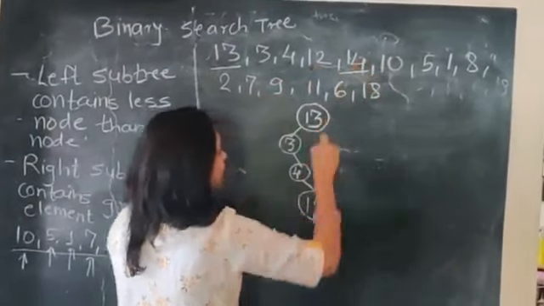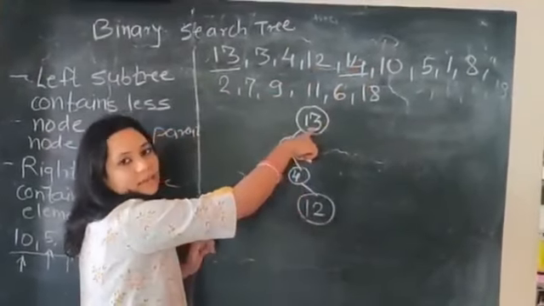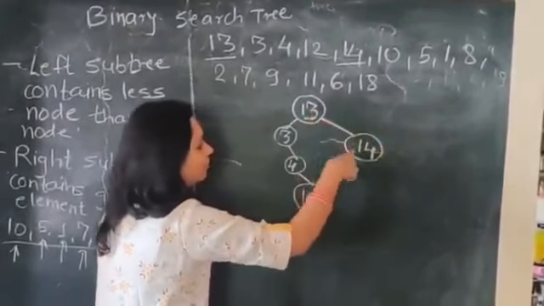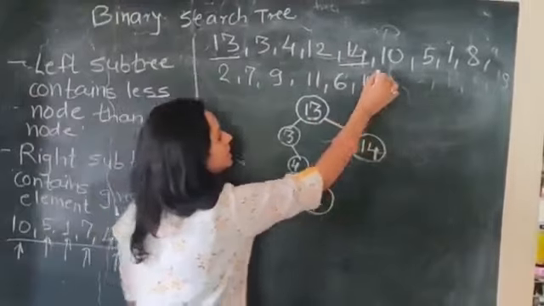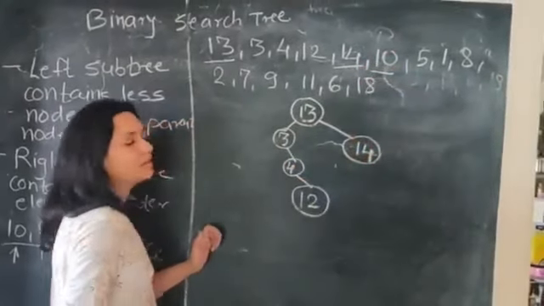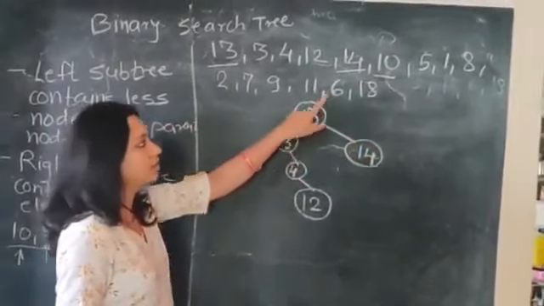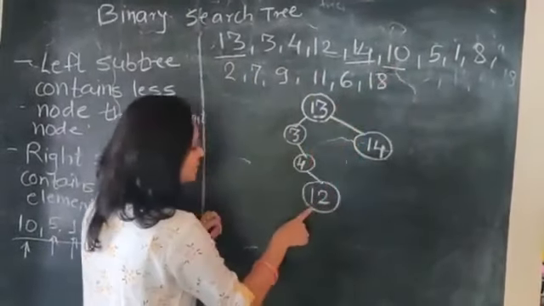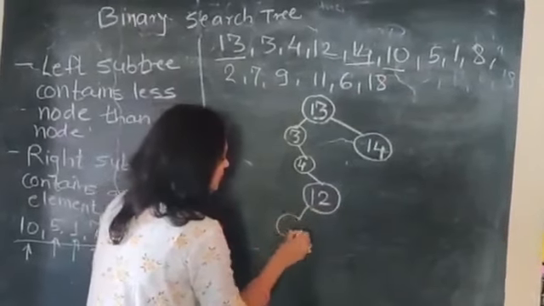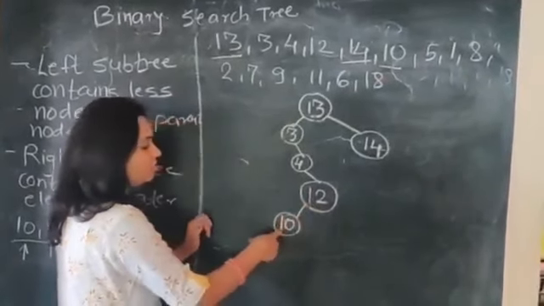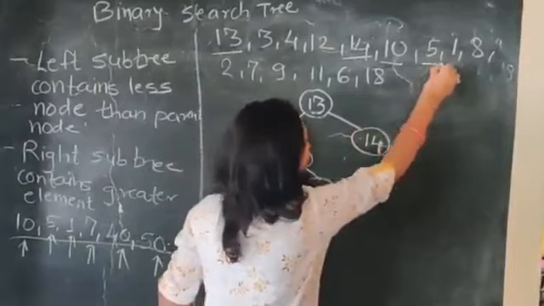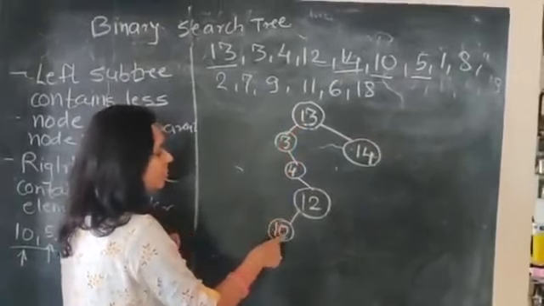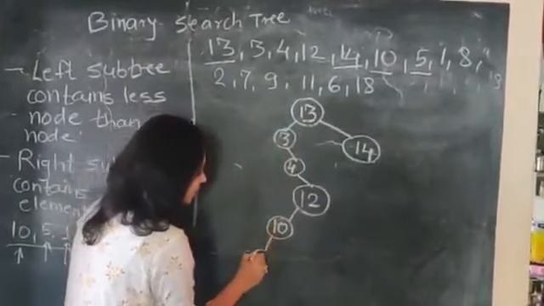Next is 14. 14 is greater than 13. So you will keep 14 at the right hand side of this particular tree. Next is 10. So 10 is smaller than 13. So 10 will be at the left hand side tree and 10 is less than 12. So it is kept at the left hand side of 12. Next is 5. 5 is again less than 13. So we will keep 5 at the left hand side of 10.